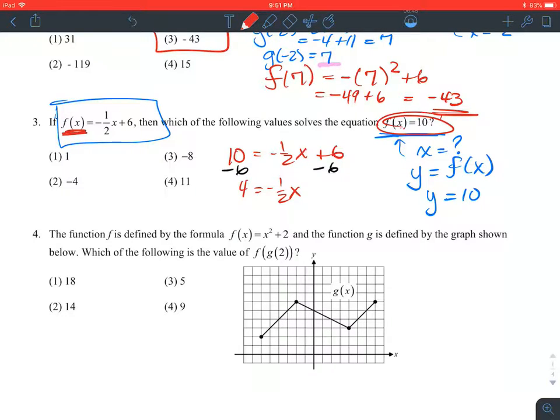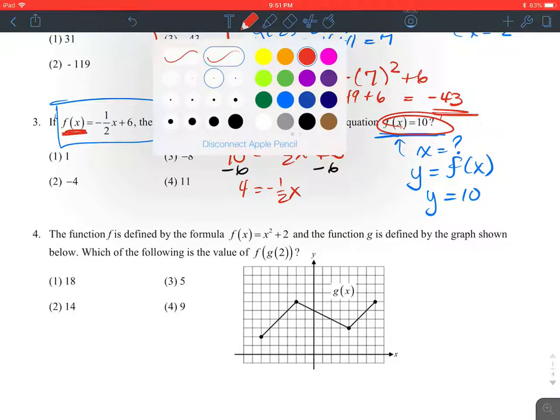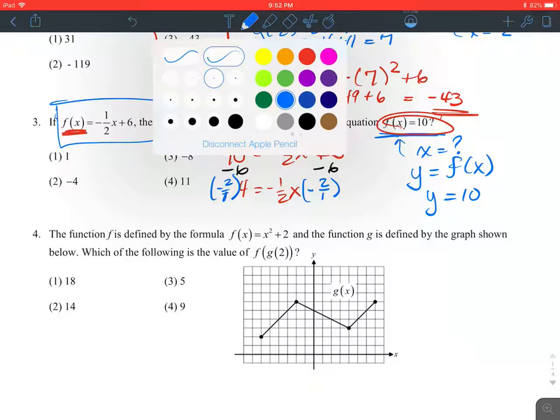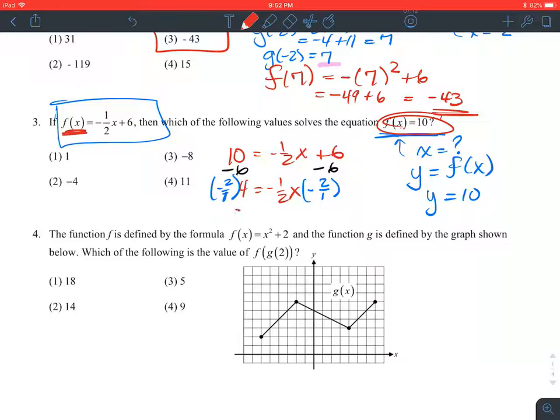Now to get the variable by itself, I want to undo that multiplication by -1/2 by dividing by -1/2. But in order to divide by a fraction, we must multiply by its reciprocal. So the reciprocal of -1/2 is -2/1. -2/1 times 4 is -8. We have x is -8, which is fortunately answer choice number 3.